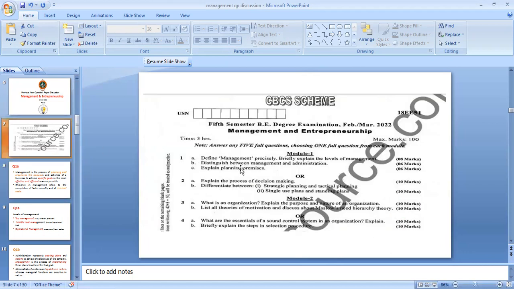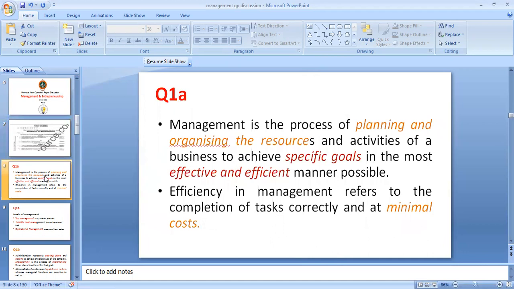Question number 1. Define management precisely. Briefly explain the levels of management. Since it's a management subject, try to write the sentences in your own words without losing the valuable points. There are different definitions of management. I found the given management definition is very simple. Management is the process of planning and organizing the resources and activities of a business to achieve a specific goal in the most effective and efficient manner as much as possible. The ultimate goal of management is to minimize the cost and maximize the profit. That is the ultimate motto of every management.